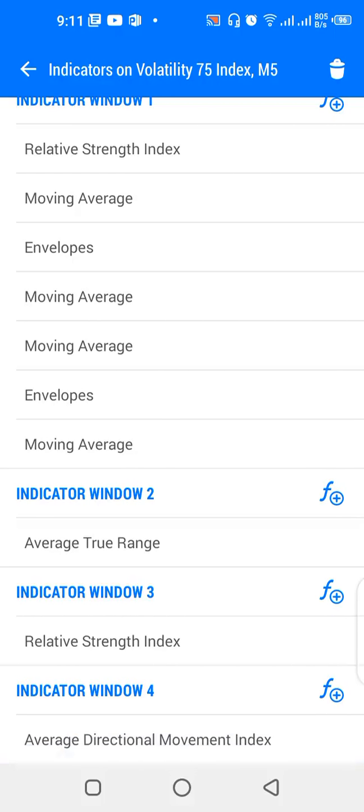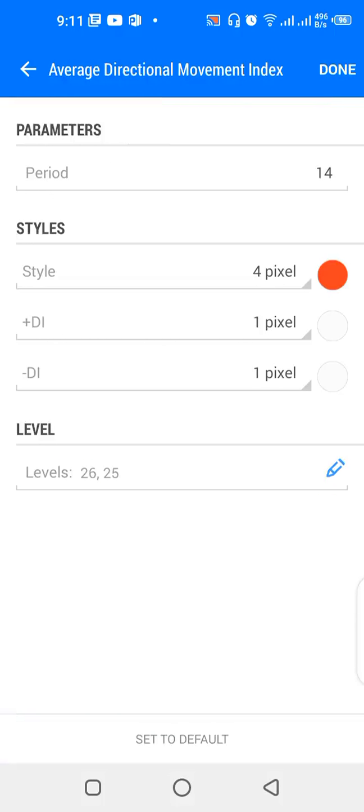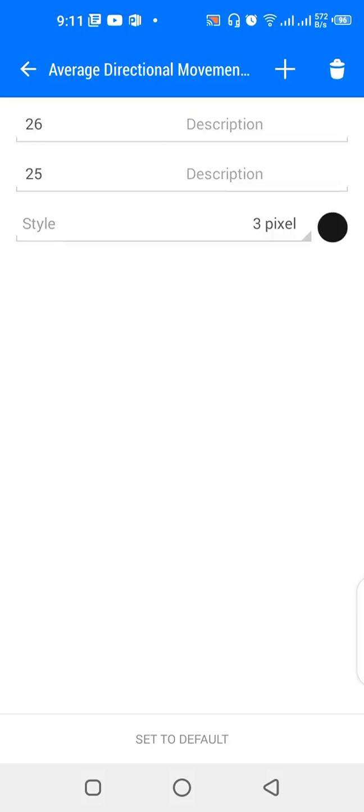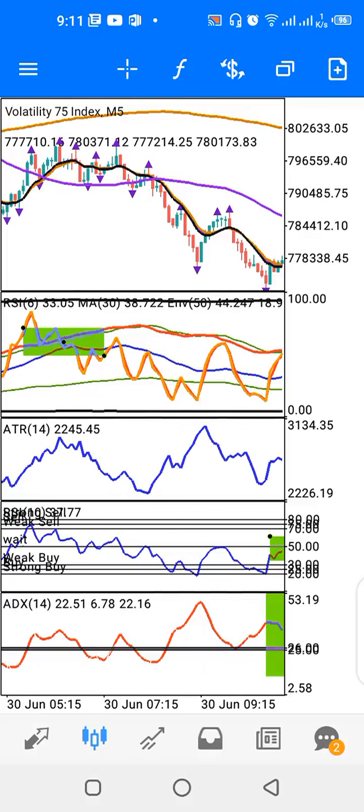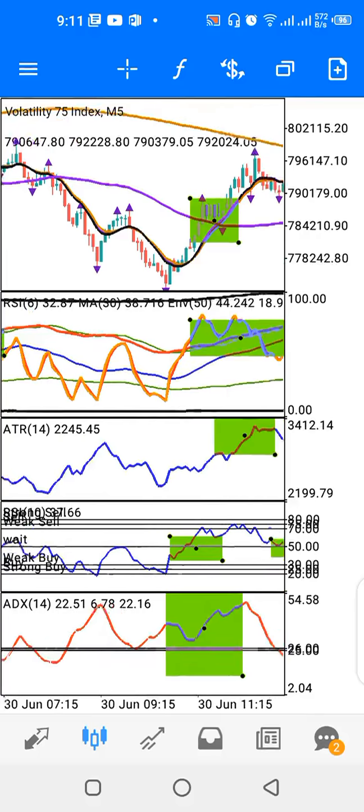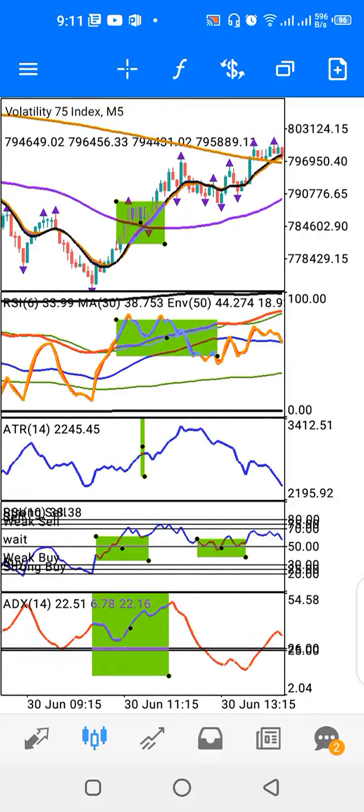Then indicator window 4, we have average directional index, directional movement index, period is 14, style color is red. Now the levels, we have 26 and 25, the color is black. So that's that for the settings of the indicators.